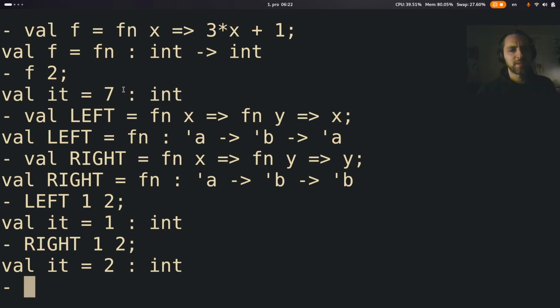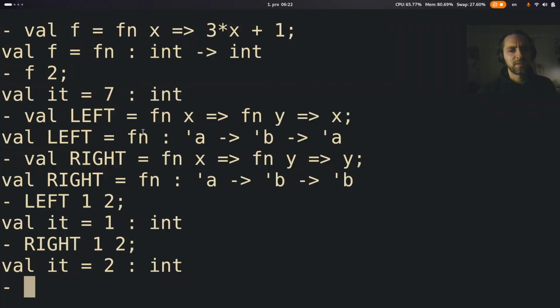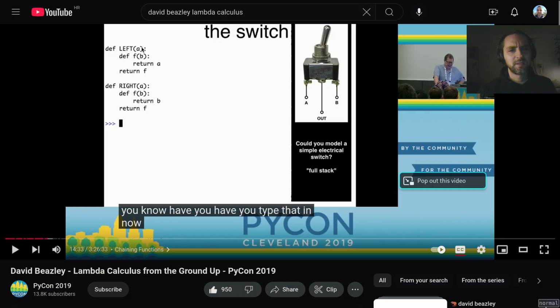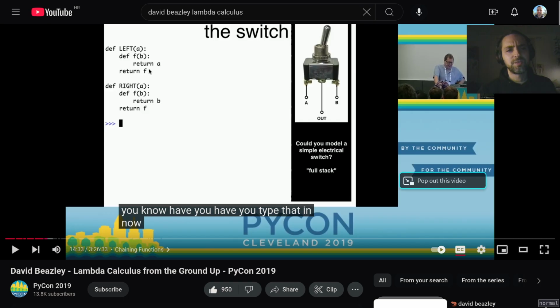fnx, fnyx. What does he do? Def, okay, that's like left a, that's like fnx, def and f, well that's like fnx, fn, lambda a, lambda x, lambda b, return lambda a, return a. It's just he had to do return f also as well. Why did he return f also?